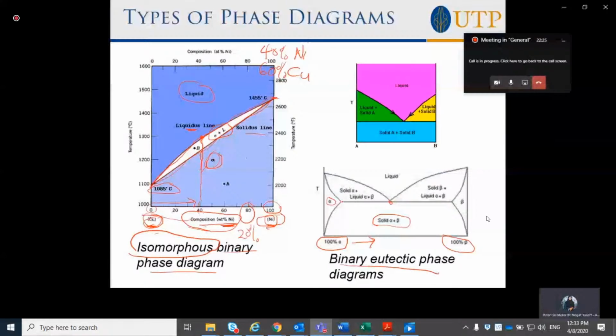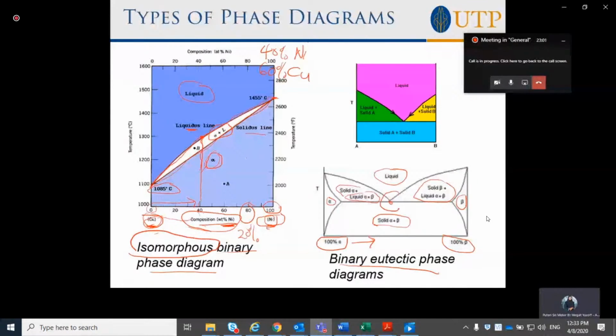You are going to have a mixture of solid alpha plus liquid alpha and beta. And on here you have beta, so beta is rich here. This is beta rich. This is alpha rich. And over here you are going to have solid beta mixed with liquid alpha and beta. This is totally liquid. This one is quite general again. But the point here is important.